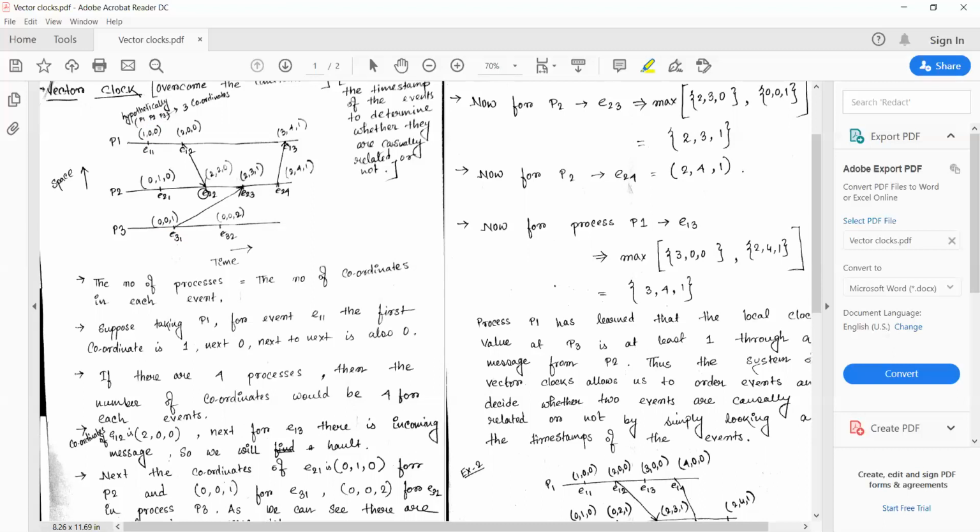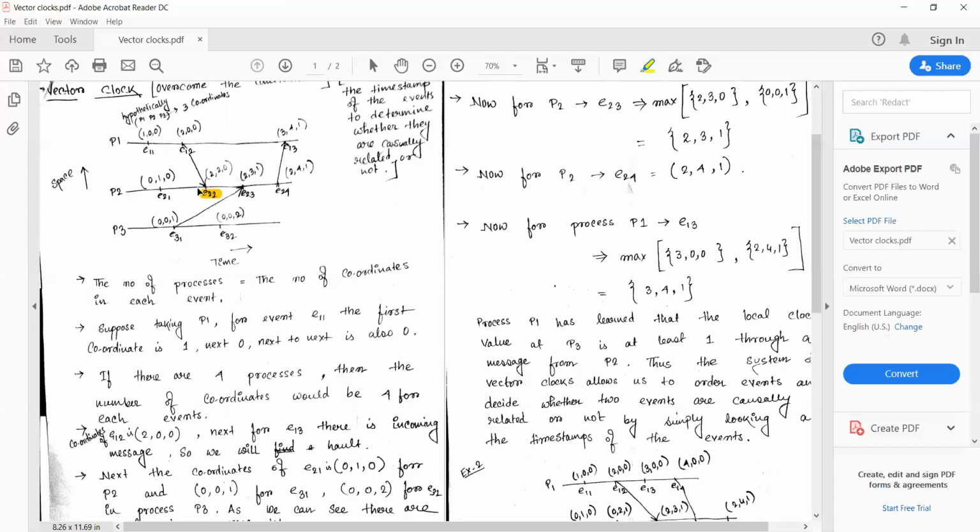Now come to E22. If there are no incoming messages, then what will be the value of E22? See that there are no incoming messages, so the value will be 0, 2, 0, because there is no incoming message.